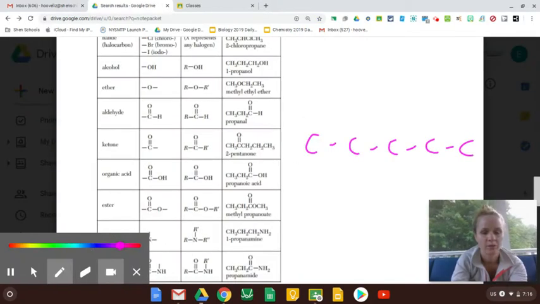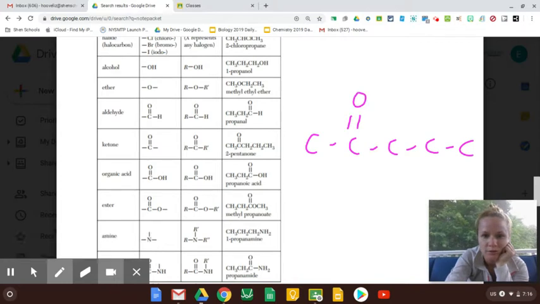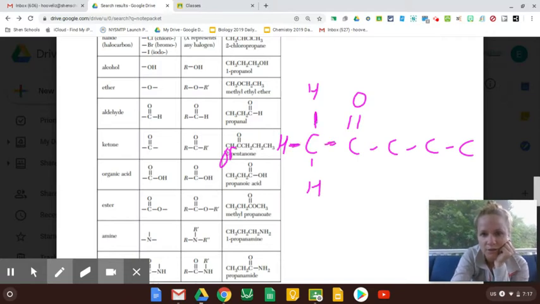Pause. Sorry, we were drawing pentanone. It's 2-pentanone, so the double bonded O is off of the 2, the second carbon, and then I'm going to go through and give each C enough H's. So now this C has 1, 2, 3, 4 bonds. This C has 1, 2, 3, 4. So I am not going to put an H there.